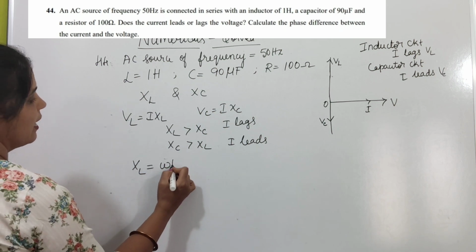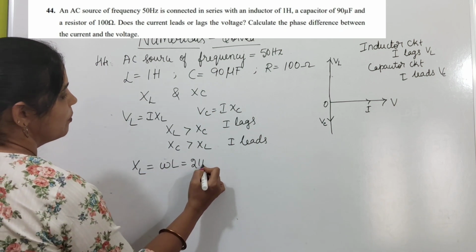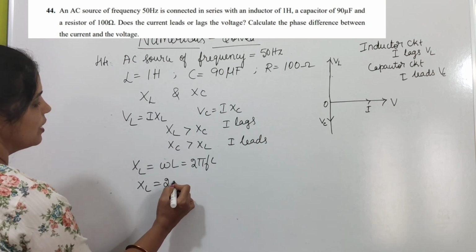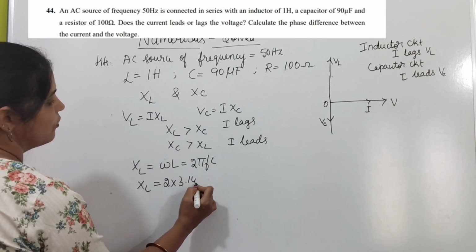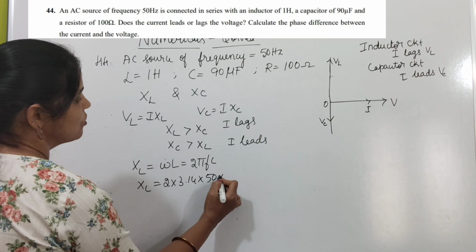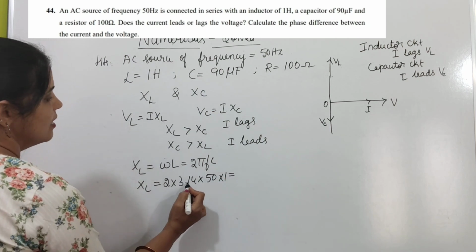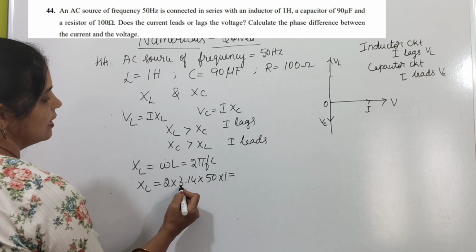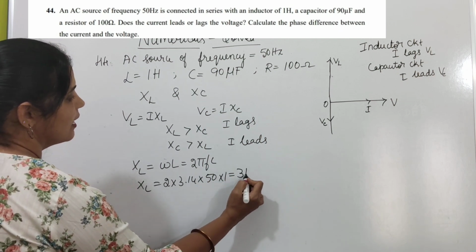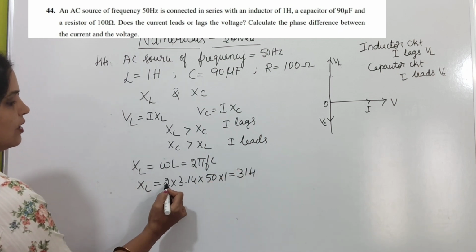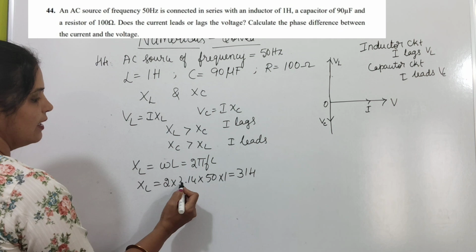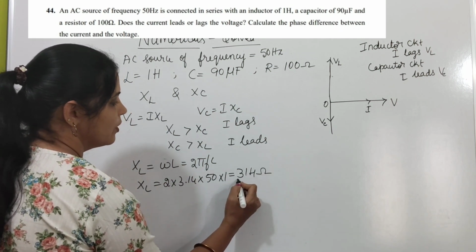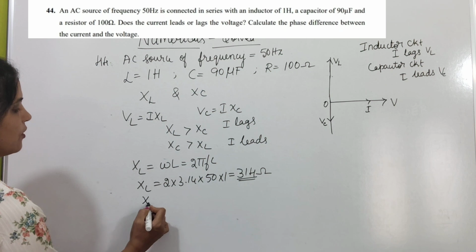Okay. Now let us calculate XL. XL is omega L, that is 2 pi f L. So that is 2 into 3.14 into 50 into 1. That is 2 into 50 is 100. 100 into 3.14 is 314. Is this clear? 314 ohm. Okay, that is XL.